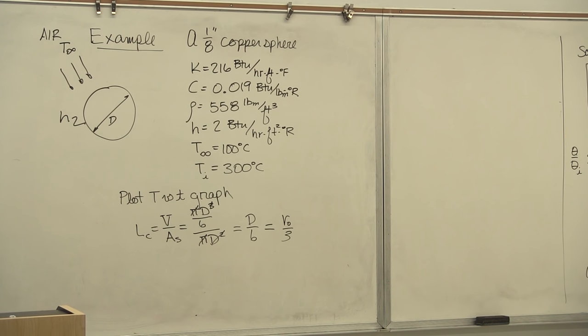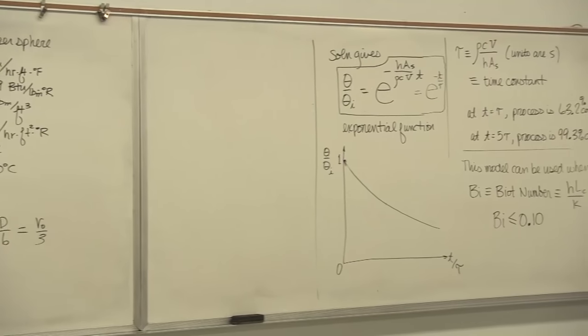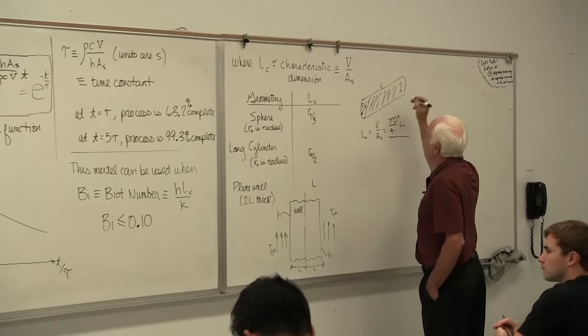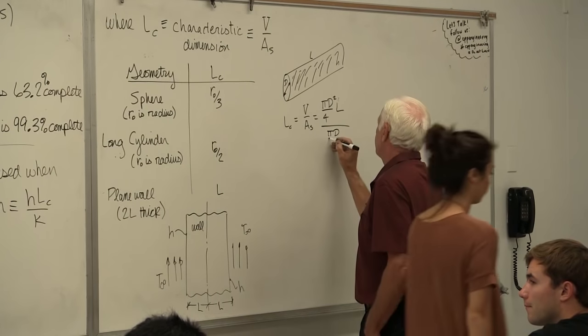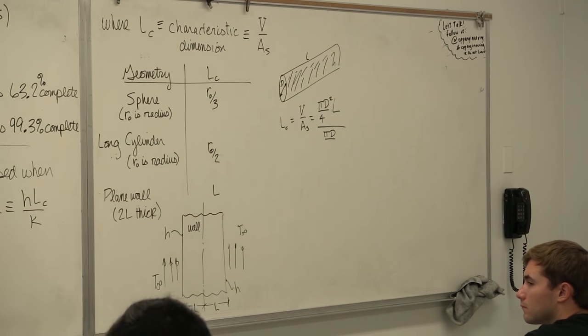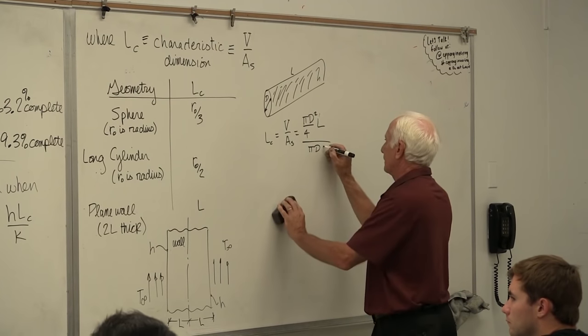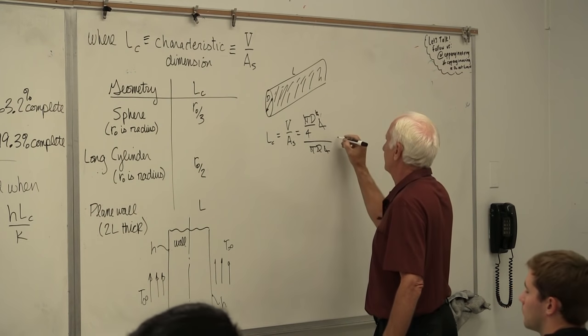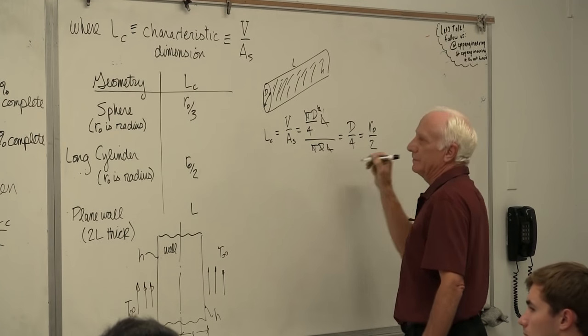Okay. Let's do the long cylinder. L sub C equals volume over surface area. Volume, pi d squared over 4, times L, divided by the surface area. Pi d, here's the surface area, pi d times L. Cancel. D over 4, which is R naught over 2. Yeah, there it is.